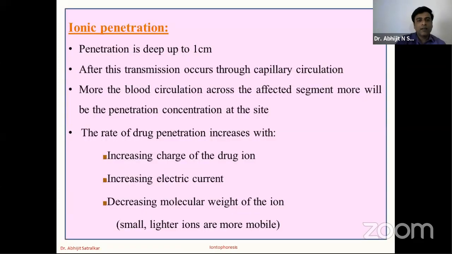Ionic penetration. Penetration of the ions is up to 1 centimeter inside the skin. After this, transmission occurs through capillary circulation. More blood circulation across the affected segments, more will be the penetration. The rate of drug penetration increases with increasing charge of the drug ion, increasing electric current, and decreasing molecular weight of the ion. Smaller, lighter ions are more mobile.